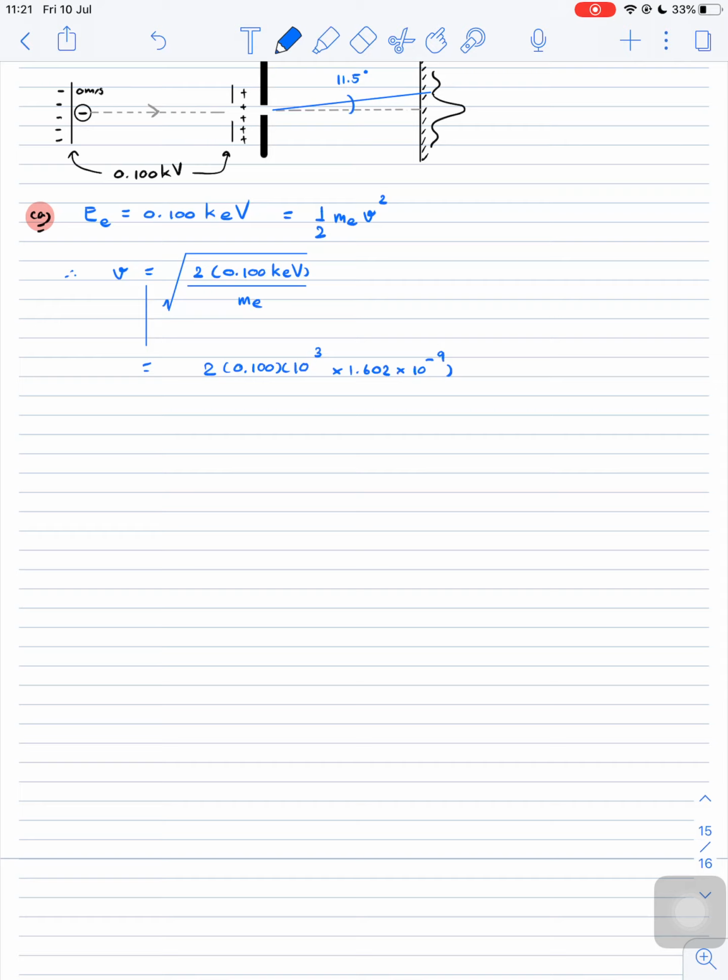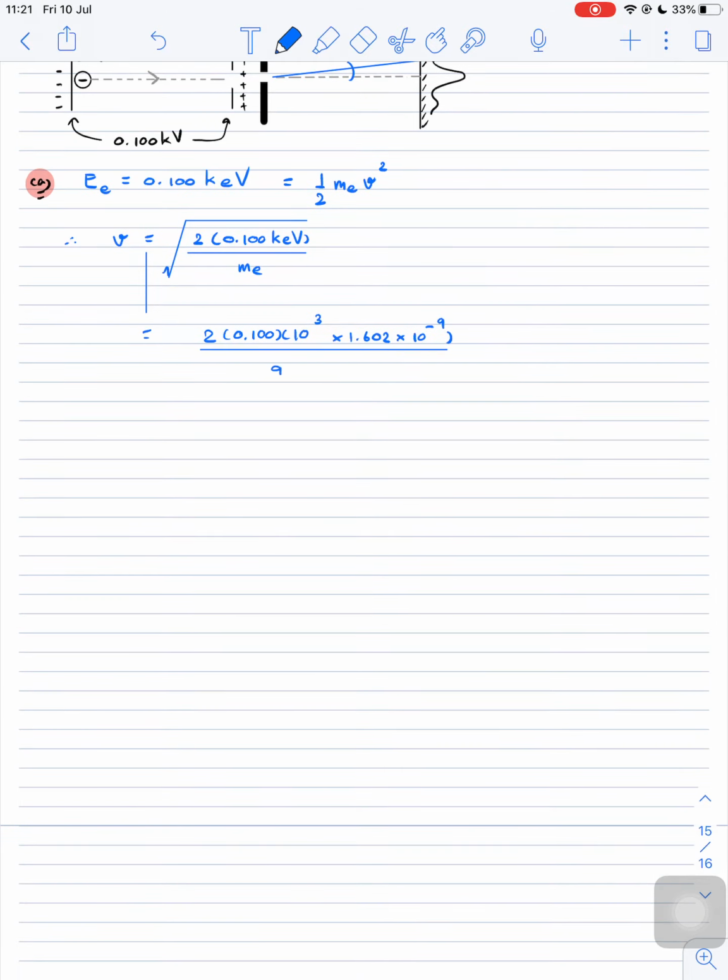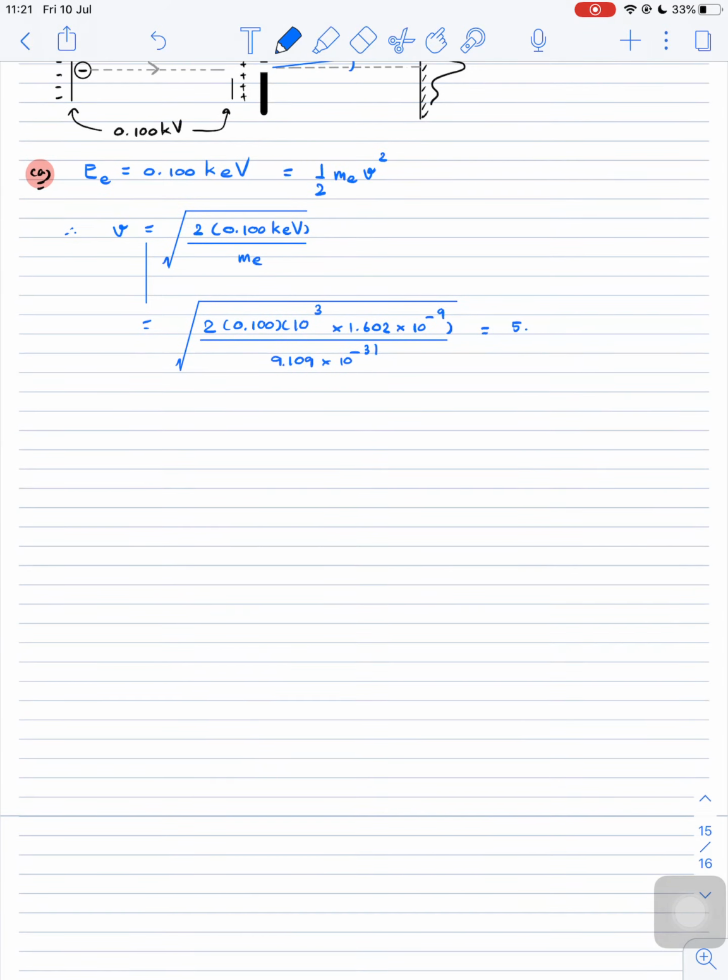Okay, and then over the mass of the electron, which is equal to 9.109 times 10 to the negative 31 kilogram, right? And then take the square root here. So then finally we can get the speed of the electron to be equal to 5.93 times 10 to the 6 meters per second.